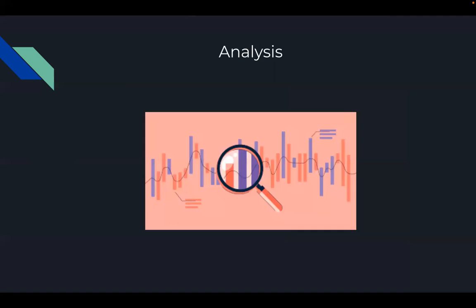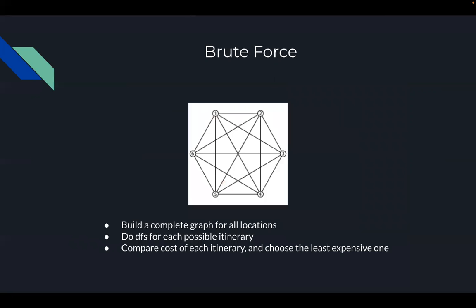Next part, we're going to do some analysis and comparison between the 3 different algorithms. The first one is the brute force algorithm. For the brute force algorithm, we took all the vertices, which are the locations in this graph. We consider each pair of locations to have an edge, so this graph will be a complete graph. And because it's a brute force algorithm, we do DFS for each possible itinerary.